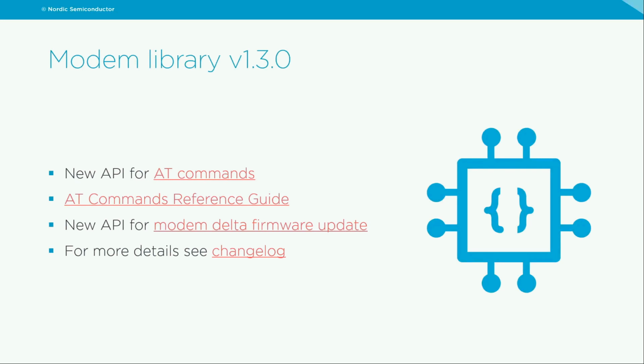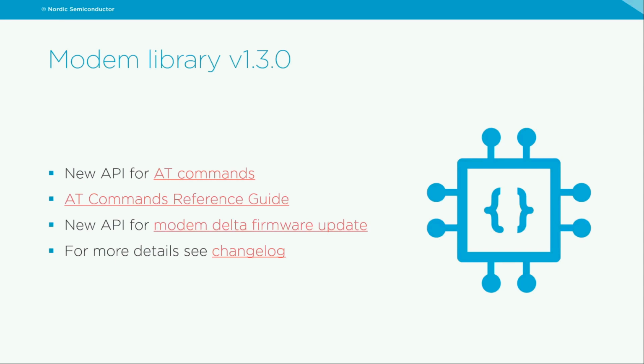Then over to the updates in the new version of nRF Connect SDK. First out, we have the modem library. It's now been updated to version 1.3.0. It contains a new API for handling AT commands.